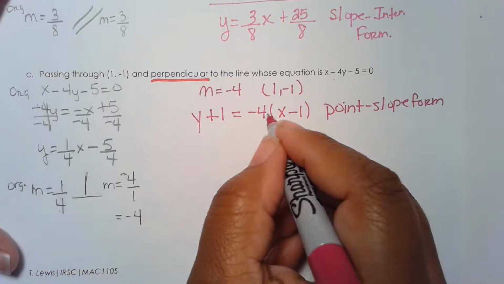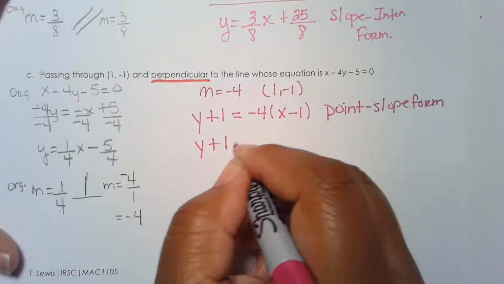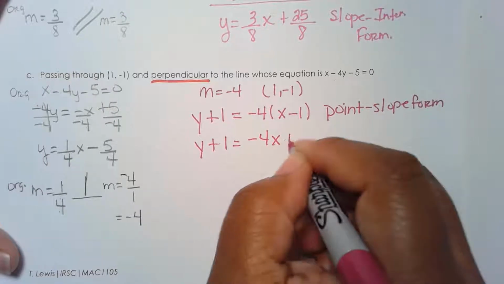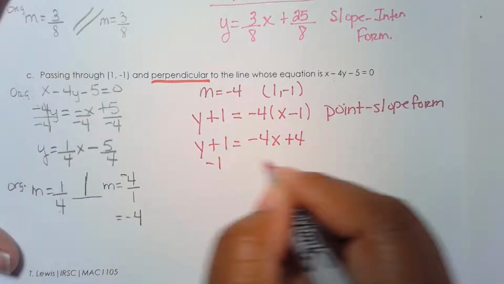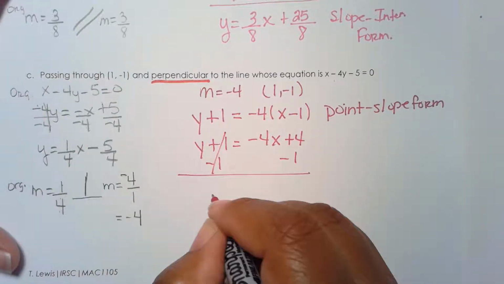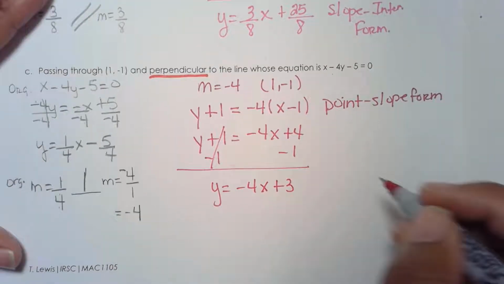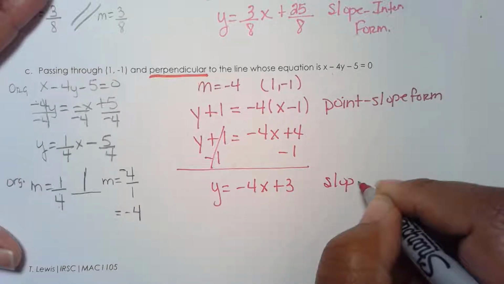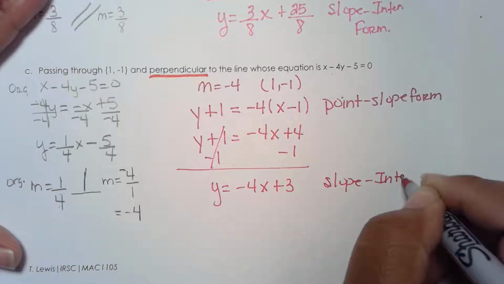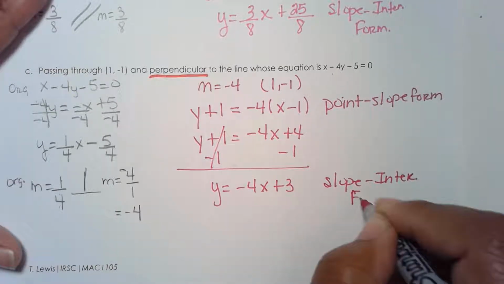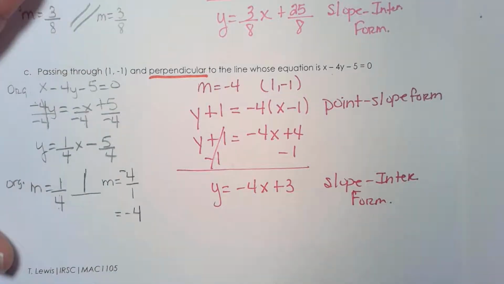Distribute your negative 4. So we have y plus 1 is equal to negative 4x plus 4. Subtract 1. y is equal to negative 4x plus 3. And then we are done. It's in slope intercept form. There we go.